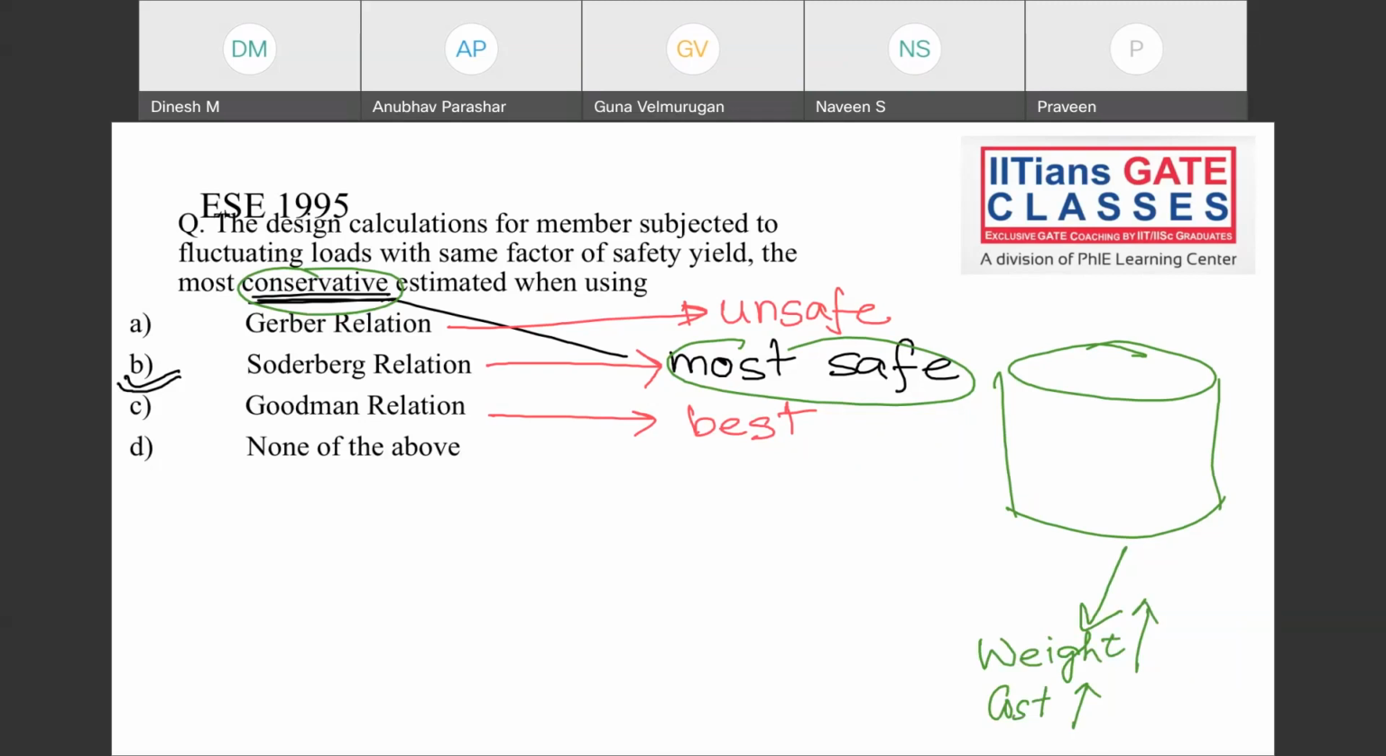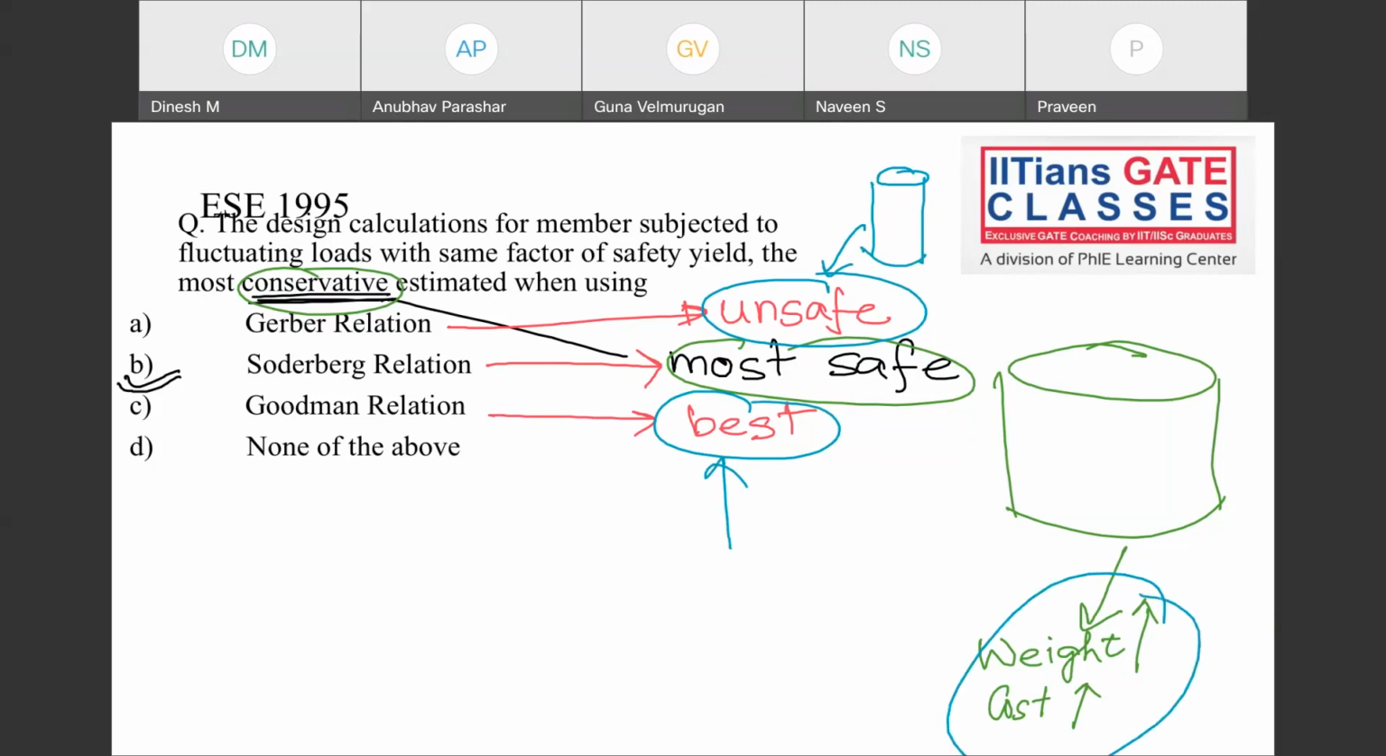So we have to design keeping in view definitely the safety, but designing also includes reduction of weight and reduction of cost, right? If it is unsafe, what is happening? The dimensions are smaller, very small, and that is why it is becoming unsafe. So what is the best? The best one is the one which is balancing the weight, cost and also the safety.